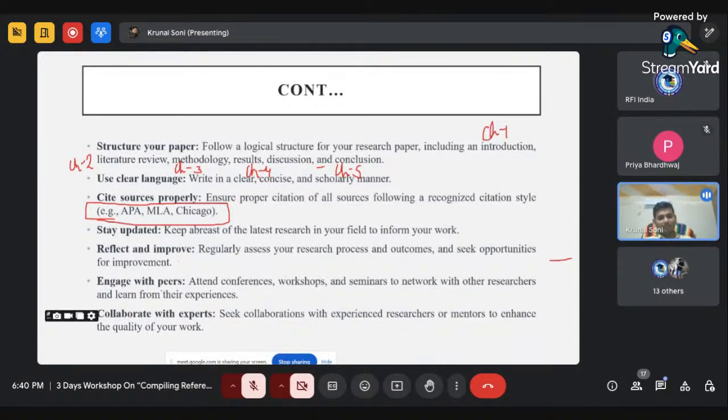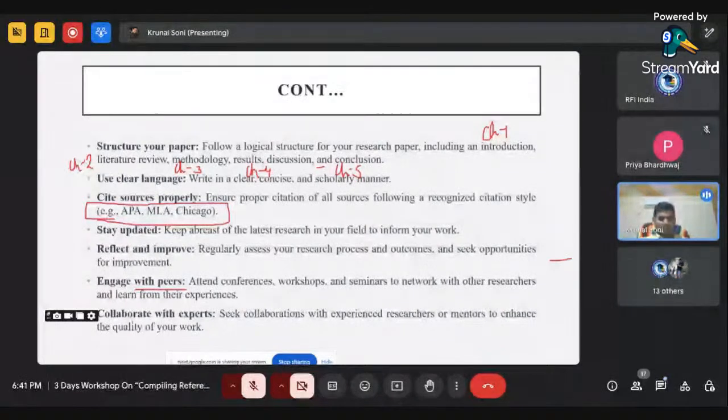Then engage with peers. Very, very important. I always say that research is a networking activity. Start attending conferences, workshops, and seminars, to meet multiple people and have interactions with multiple people at the same time, through which you can engage yourself in the multiple tasks that you need to perform, right? And that's where you can enhance your efficiency.